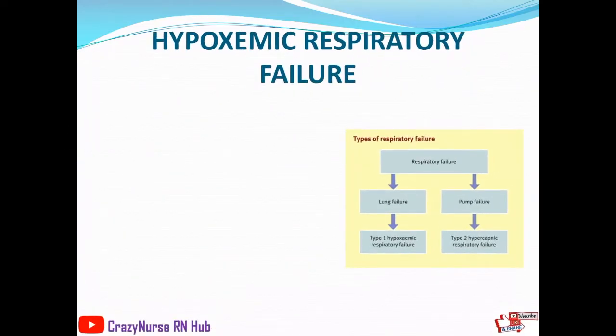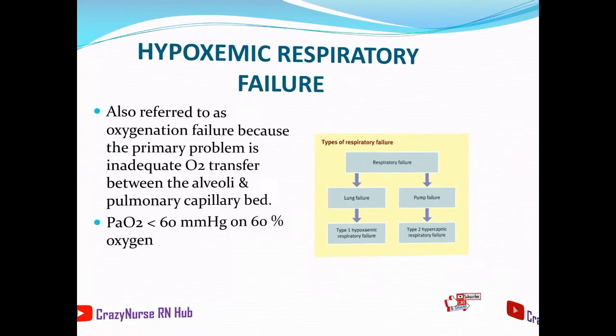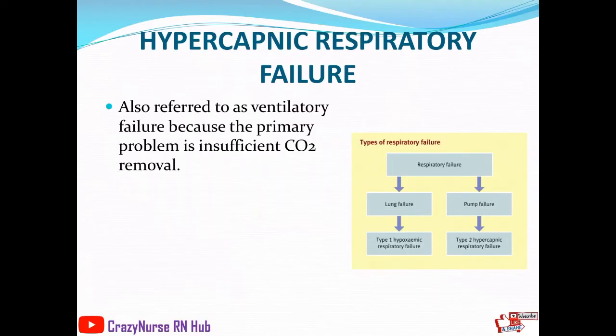Your hypoxemic respiratory failure is also referred to as oxygenation failure because the primary problem is inadequate oxygen transfer between the alveoli and pulmonary capillary bed. It is noted when the partial pressure of your oxygen is less than 60 millimeters of mercury on 60% oxygen concentration. On the other hand, your hypercapnic respiratory failure is also referred to as ventilatory failure because the primary problem is insufficient carbon dioxide removal. It can be noted when the partial pressure of carbon dioxide is more than 48 millimeters of mercury and the pH is less than 7.35.